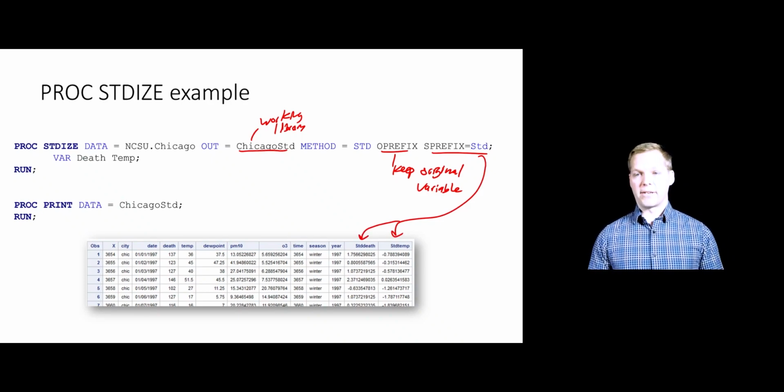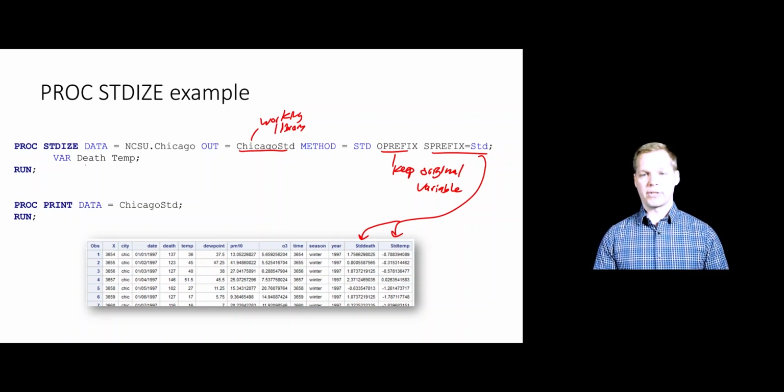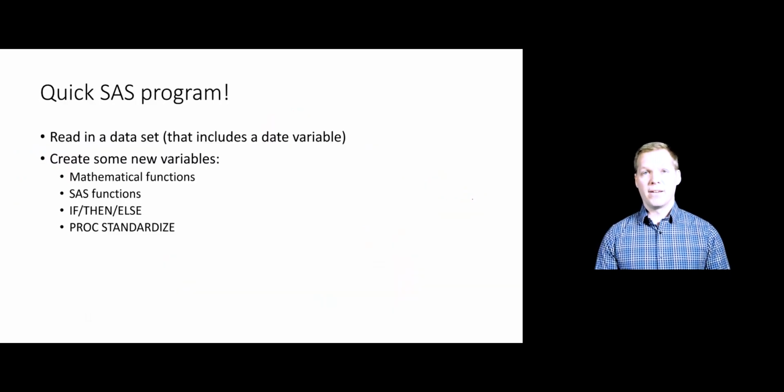But we're using method standard, so this is again going to both center and scale these variables. And I'm just specifying that I only want to use two variables, death and temperature here. But this gives us a way to now have standardized versions of these variables, and we couldn't do this again very easily in a data step. There are ways to do it, but they're much more complicated. Okay, so we've done a lot of examples of creating SAS variables using the data step, using this proc standardize.